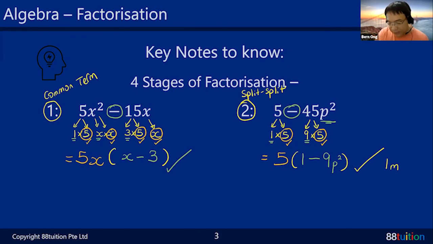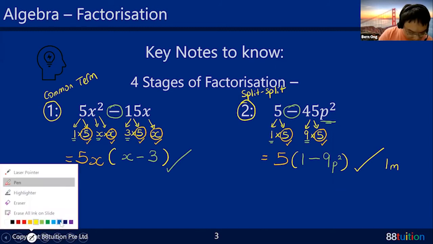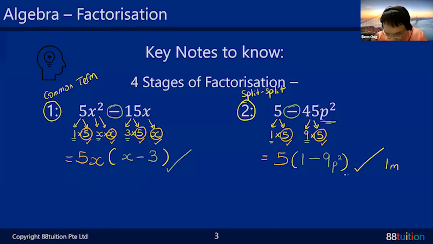Look at this portion, the blue color portion here. Can you see that this item here, 1 and 9p squared, they are considered perfect square? What's the meaning of perfect square? Means, for example, 1 times 1 is a 1. 1 is a perfect square. 3 times 3 is a 9. 9 is a perfect square. P squared is considered a perfect square. So this portion here, can you see? This is a perfect square. This is a perfect square. 2 items, they are perfect square and they are separated by a minus.